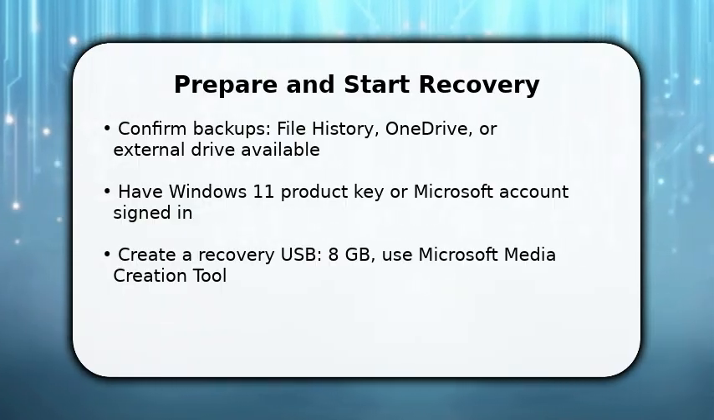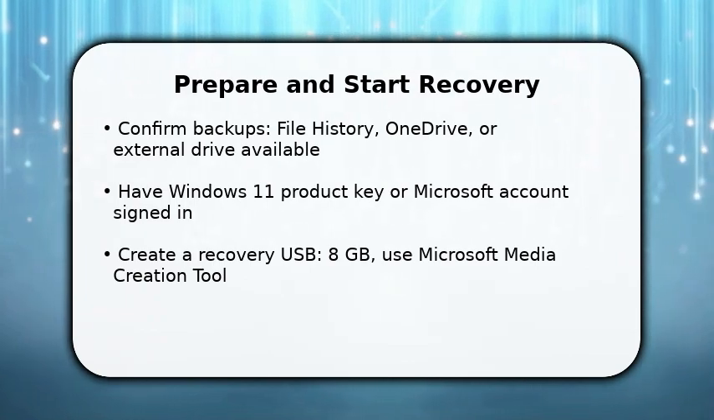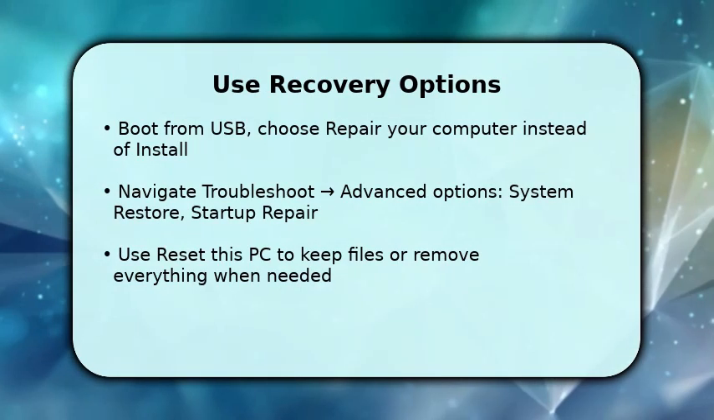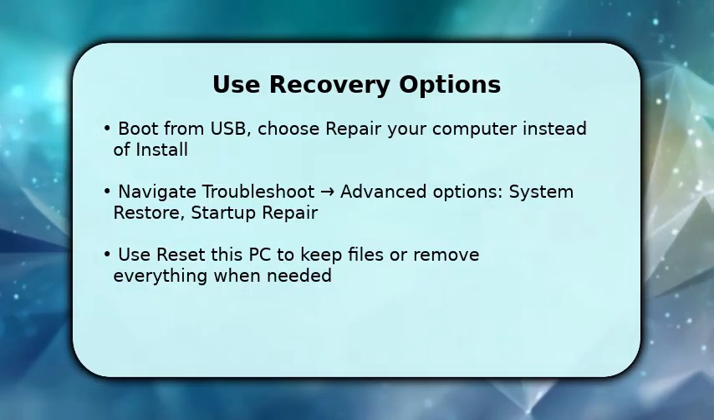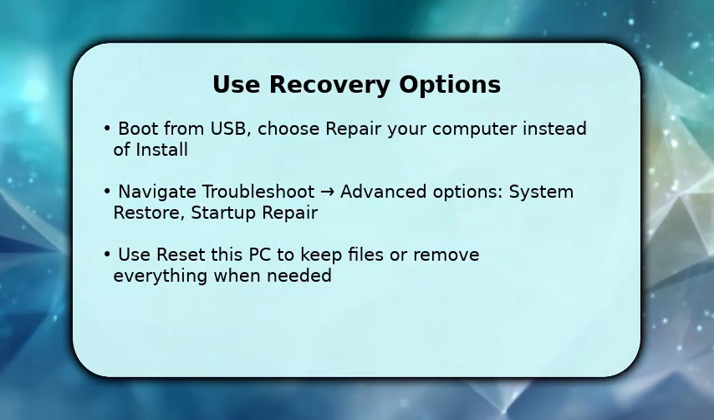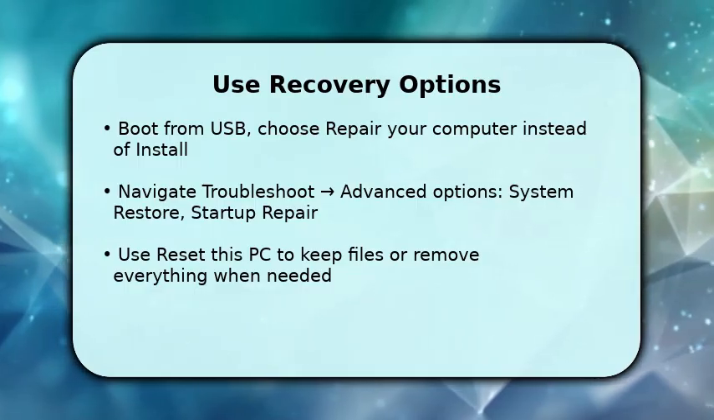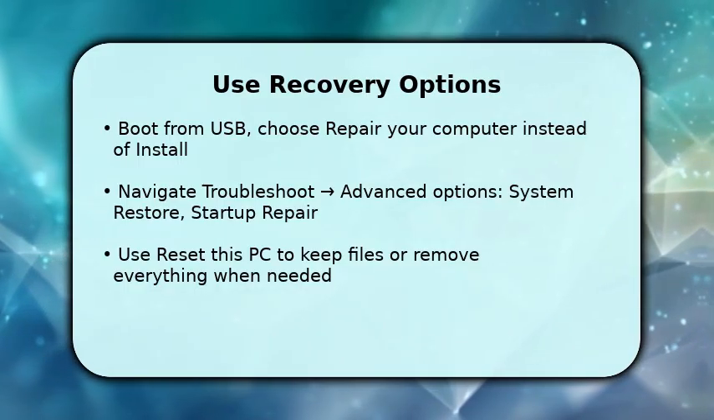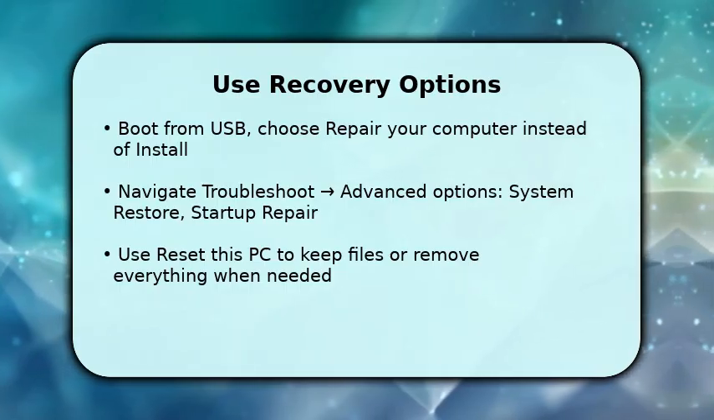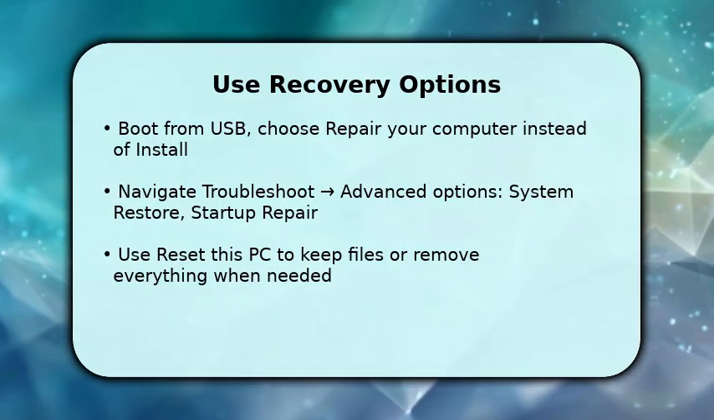Make sure Secure Boot and UEFI settings allow USB boot so the installer can run. You'll choose Repair your computer after booting from USB. That opens Troubleshoot. From there, select Advanced Options to run Startup Repair if Windows won't boot. This fixes boot records and drivers automatically.